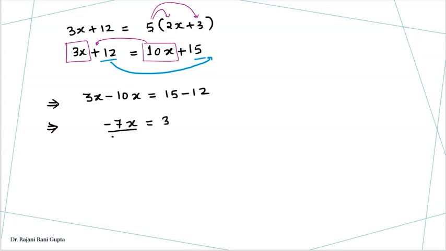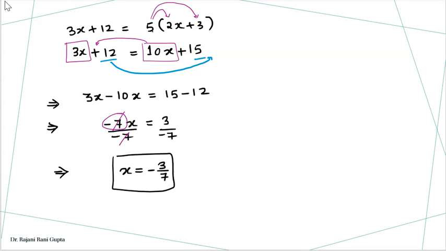As you are looking for the value of x, divide both sides by minus 7. Why do we divide it by minus 7? Because it is the coefficient of x. Cancelling it from both sides gives us the value of x as 3 over minus 7. You can also write it as minus 3 over 7. Okay, I hope it's clear now.